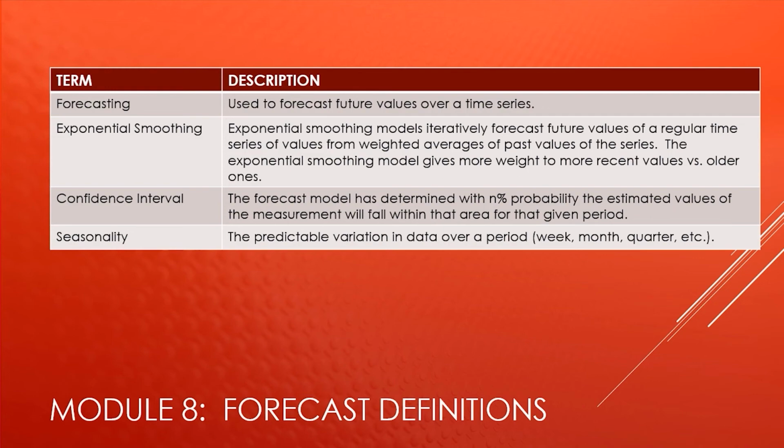For the confidence interval, the forecast model has determined with n% probability the estimated values of the measurement will fall within that area for that given period. So 90% probability, 95% probability. And then seasonality is the predictable variation in data over a period, for example, week, month, or quarter.